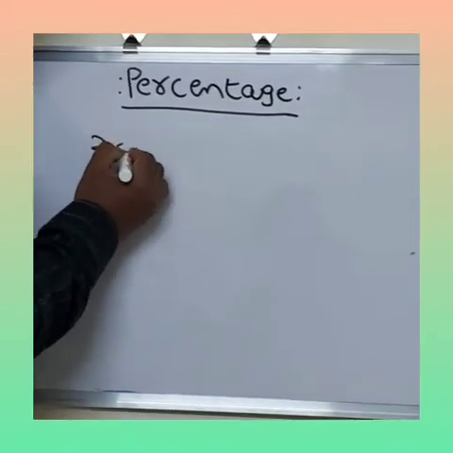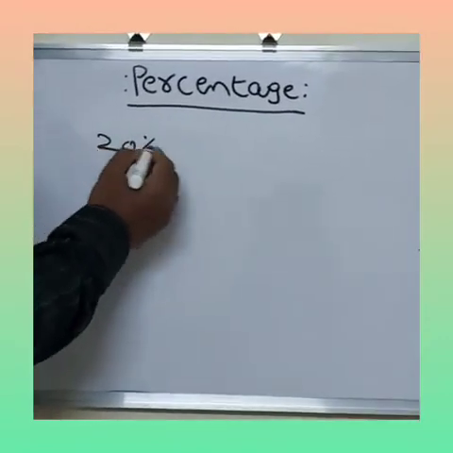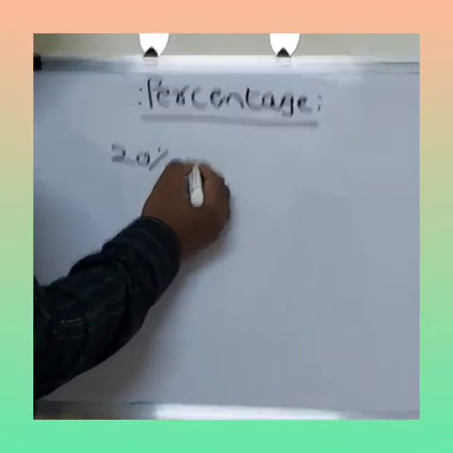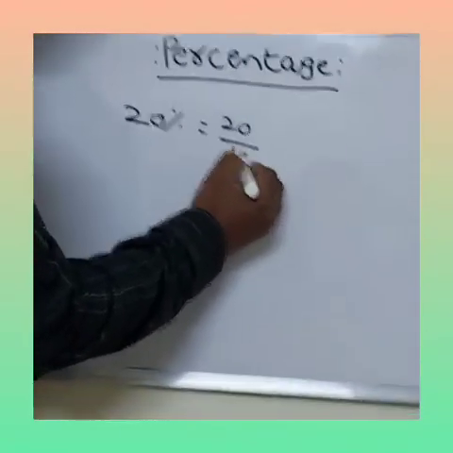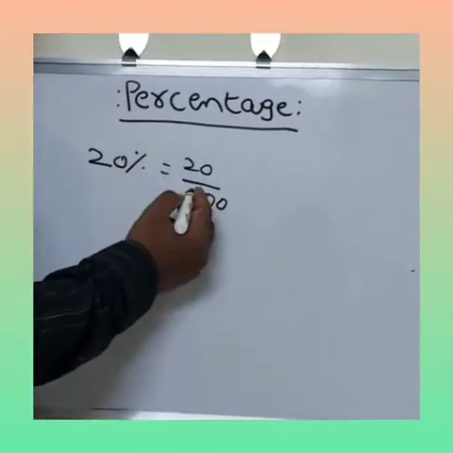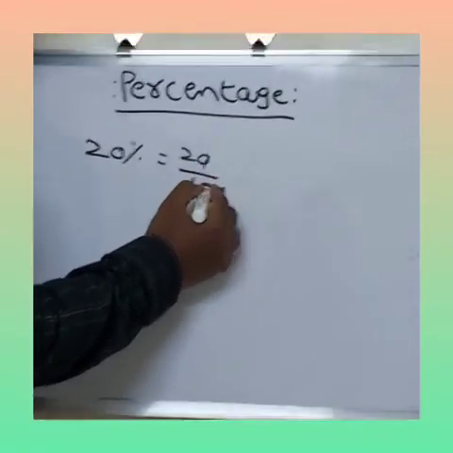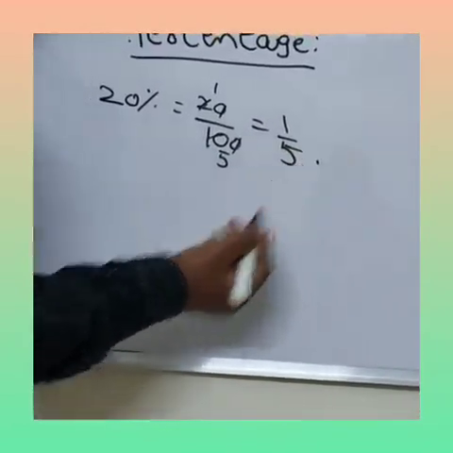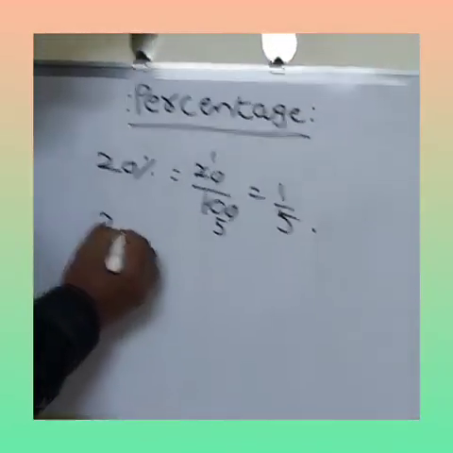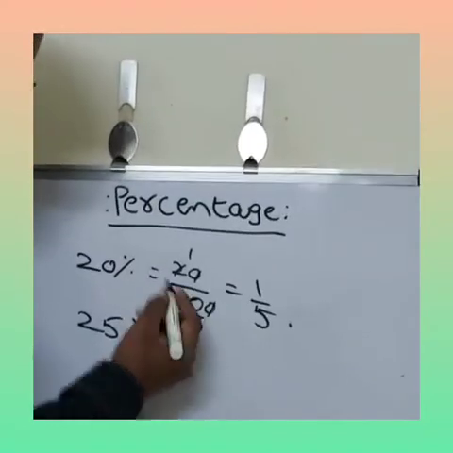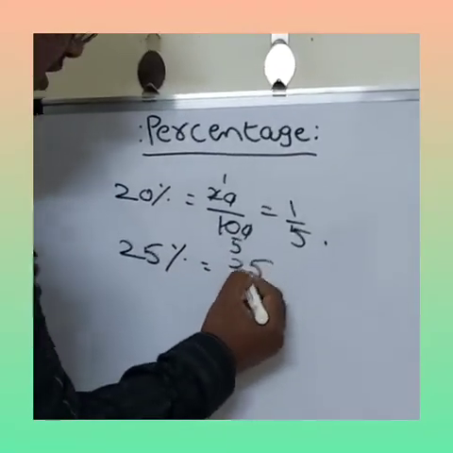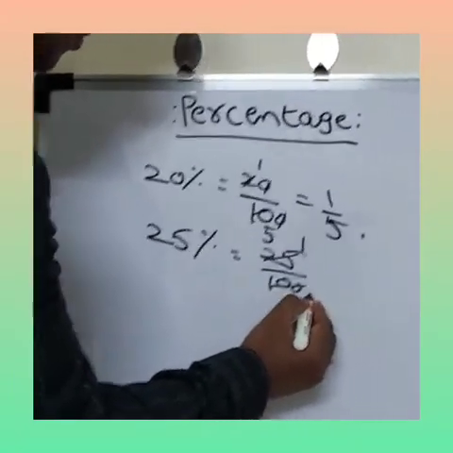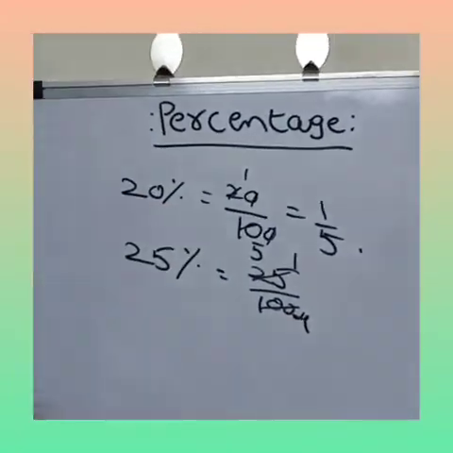20%. Percentage means it is always by 100. So 20 by 100. When we convert this percentage to an equivalent fraction, the zeros cancel, and 2 ones are 2, 2 fives are 10, so that is 1 by 5. Similarly, 25%. The equivalent form is always 25 by 100 because it is a percentage. 25 ones are 25, 25 fours are 100, so that is 1 by 4.